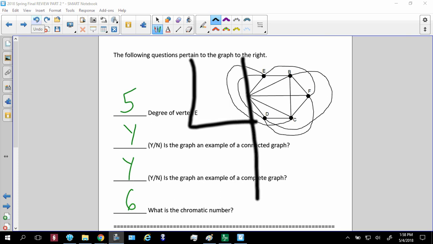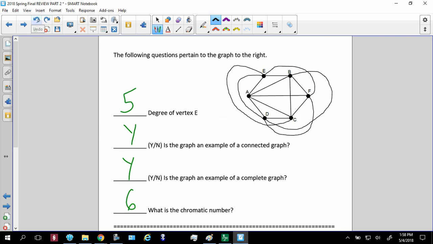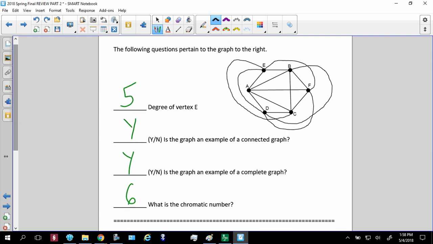All right, now this is the stuff that we just dealt with, so this should be the freshest in your brain. So let's go through it. The degree of vertex E: E is being connected 5 different times. Is this an example of a connected graph? Yes. Everything is connected one way, shape, or form.